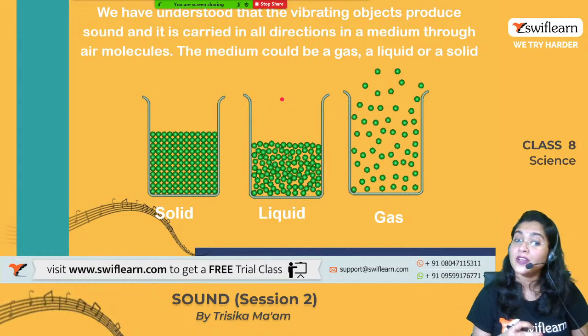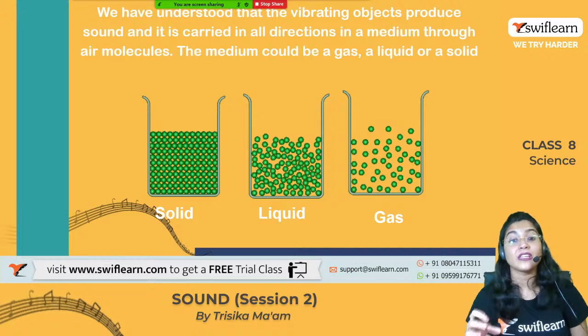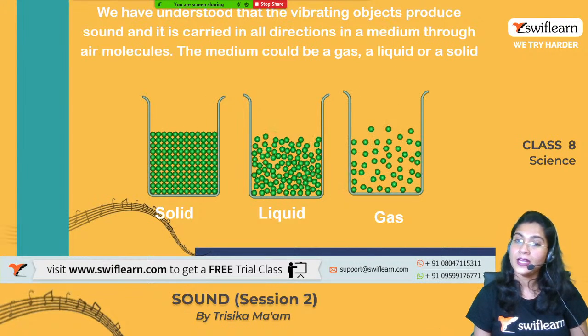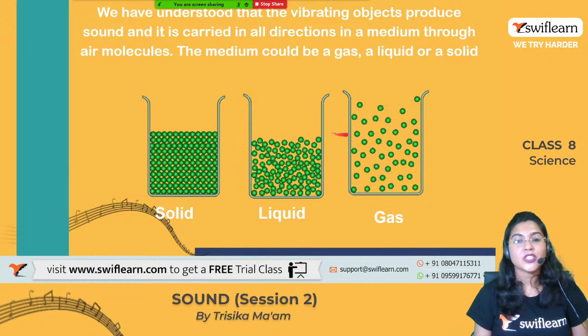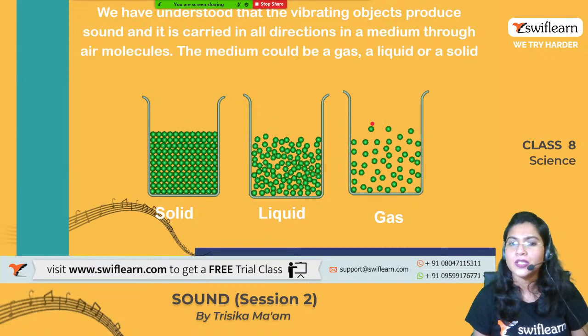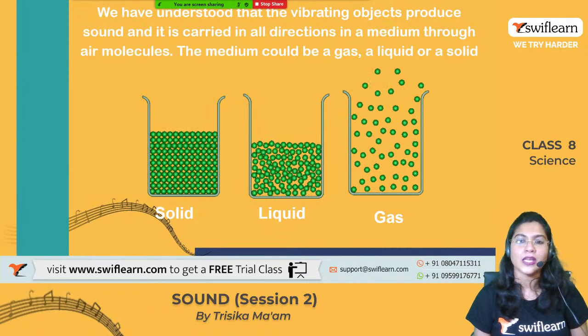So how it is traveling in the solid, how it is traveling in the liquid, and how it is traveling in the gas, right? You have already studied the solid, liquid, gas and how the molecules are arranged in the solid, liquid, gas, right?